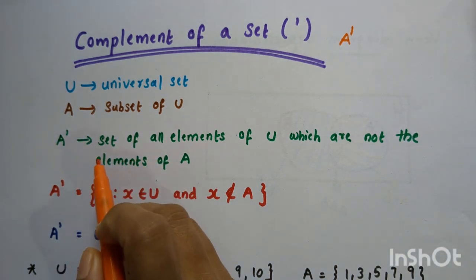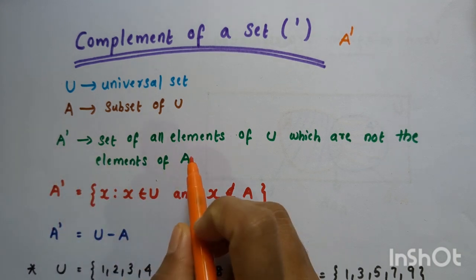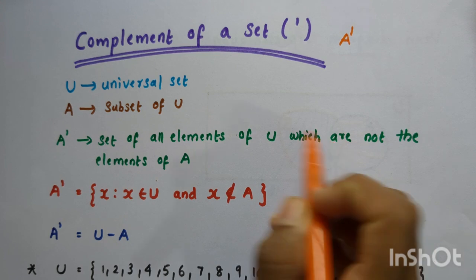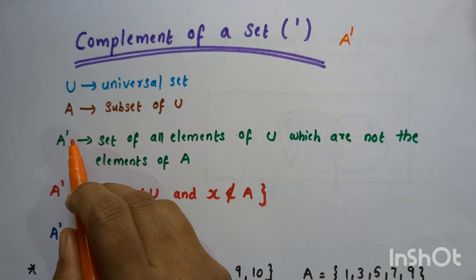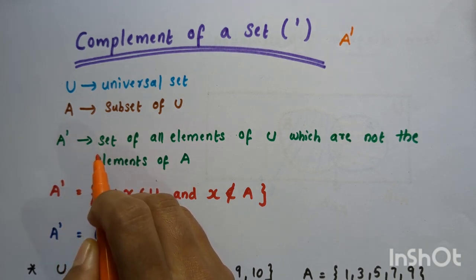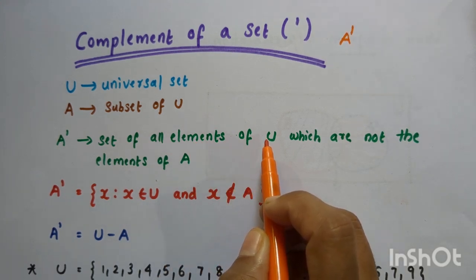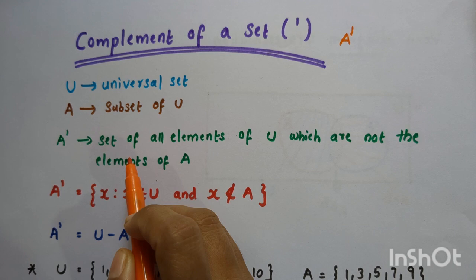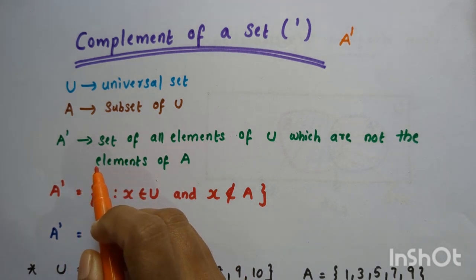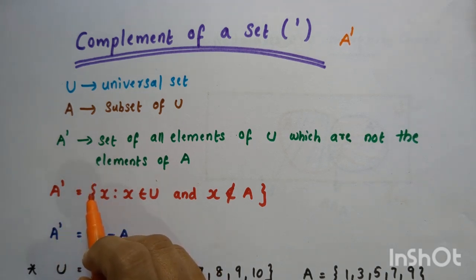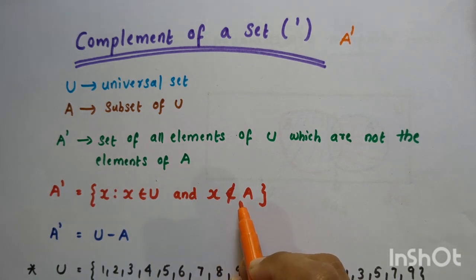Now the complement of A, that is represented like this, is the set of all elements of U which are not elements of A. So the complement of a set A is the set of all elements of U, that is the universal set, which are not elements of the subset A. In set builder form, we can write its definition as A complement equal to the set of all x such that x belongs to U and x does not belong to A.